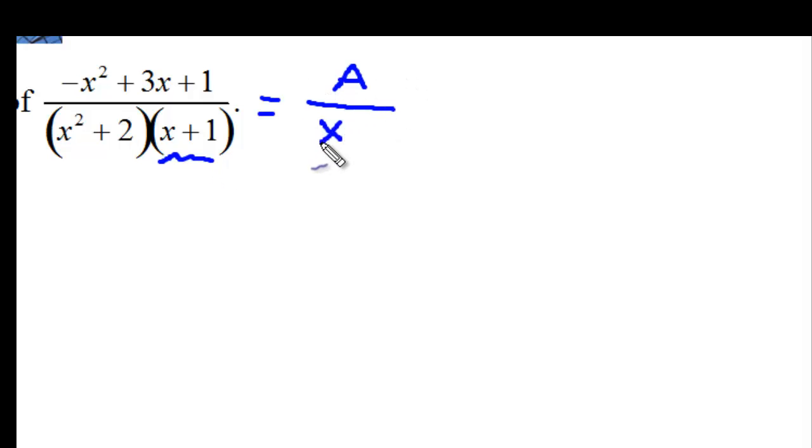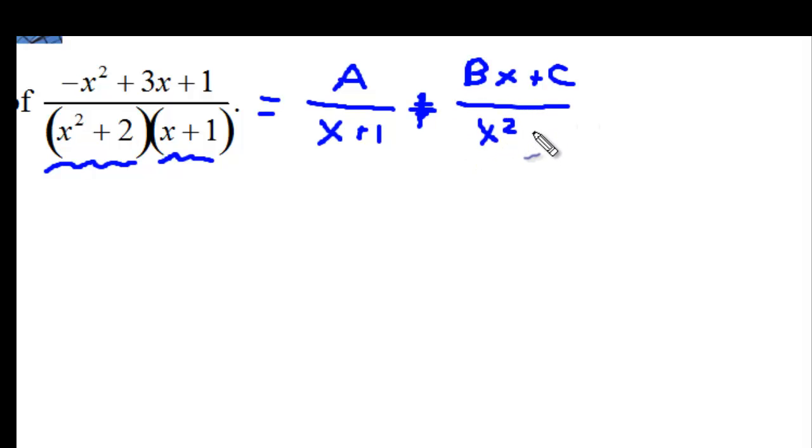So I'll start out with a over x plus 1 is equal to, now we have the irreducible quadratic factor. And this, oops, wasn't a plus, equals a plus. The irreducible factor has to be written under bx plus c. If you have an irreducible factor and it's quadratic, the numerator has to be written in this form. So now let's solve it. We solve it in very similar fashion.